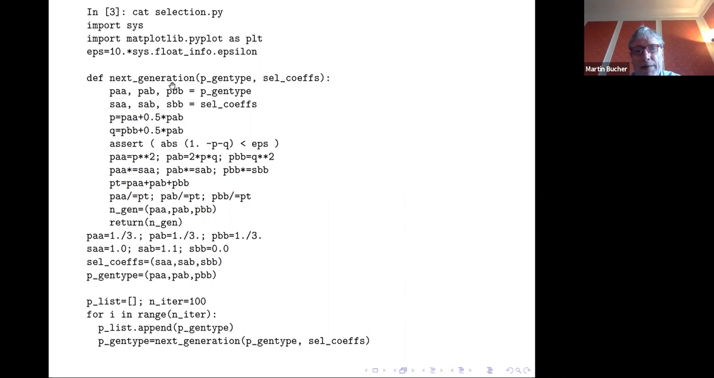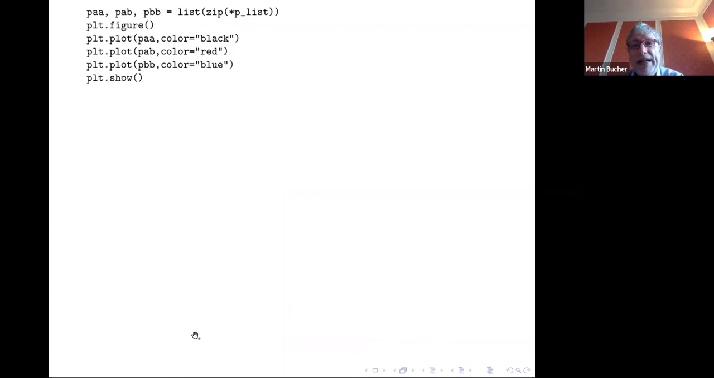So here is a Python code that basically implements the algorithm that I just described and creates some data. So we look at different generations, and I will make this available. The heterozygous is red, the black is AA, and the blue is BB.